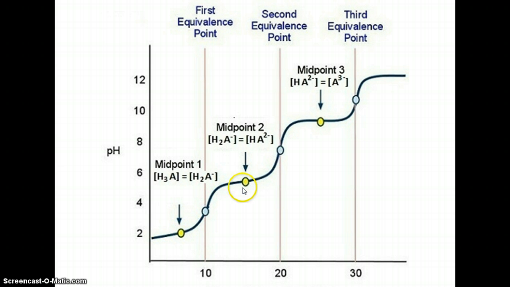All right, and here we have an acid that has 3 hydrogens to give away, so now it's like 3 titration curves together. The yellow ones are going to be your half equivalents, and the blue dots represent your equivalence points. And you see there's a first, a second, and a third equivalence point for every H that comes off of that acid.